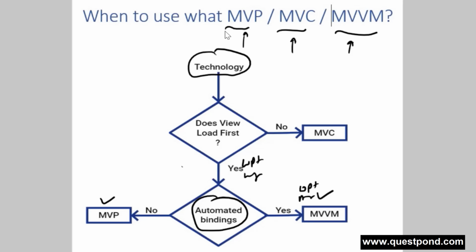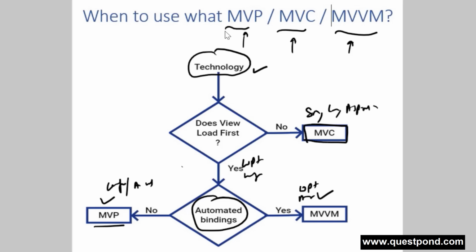And if it is a legacy technology, like WinForm or ASP.NET Web Form code behind, where there are no bindings, then you have to go with MVP. Now, if the technology is not loading the view first, and it is loaded through a controller, then you have to go with MVC, for example, Spring, Laravel, or ASP.NET MVC. All of these technologies don't load the view first. You have to go via the controller. So frankly, which architecture to use is dictated by the technology, and for that technology, that architecture always suits.